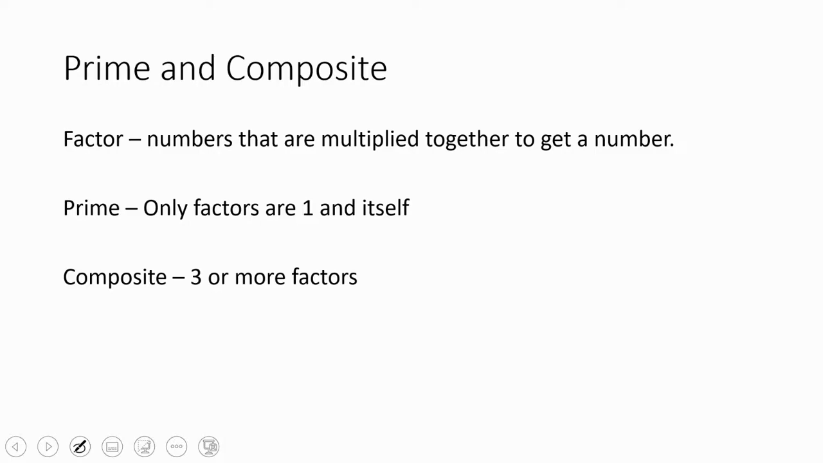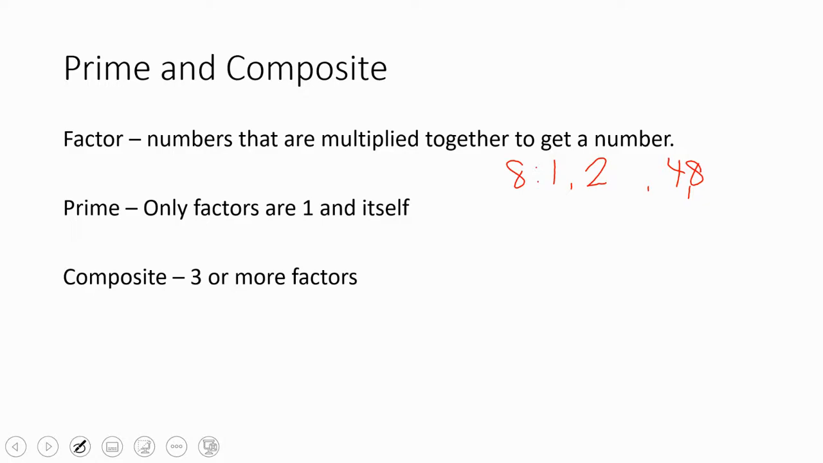So, for example, the factors of the number 8 would be 1 and 8, because 1 times 8 equals 8, and 2 times 4. So the factors of 8 are 1, 2, 4, and 8. Okay, because 1 times 8 equals 8, and 2 times 4 equals 8. So that's how you get the factors.